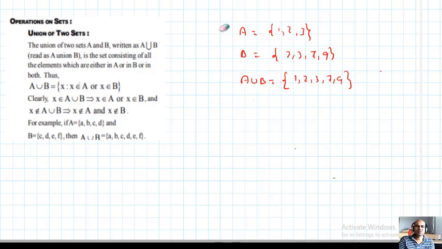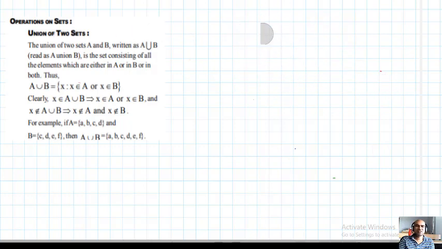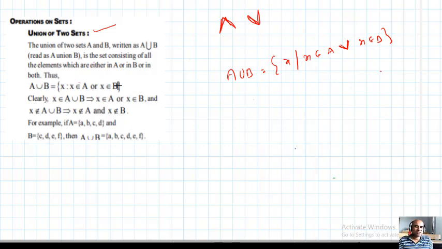Now I want to write the definition. It is already there, so no need to write it; I will read it. The union of two sets A and B, written as A union B, is a set consisting of all elements which are either in A or in B or in both A and B. That is, A union B equals {x such that x belongs to A or x belongs to B}. This symbol is read as 'and', and this symbol is read as 'or'. This is the definition of A union B.